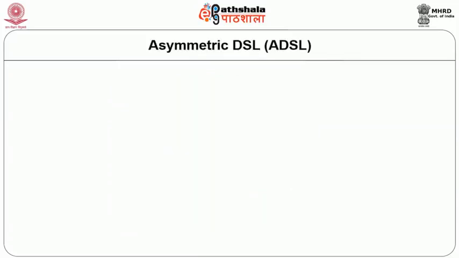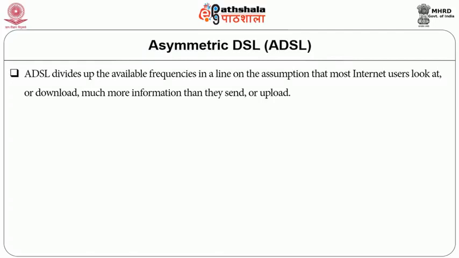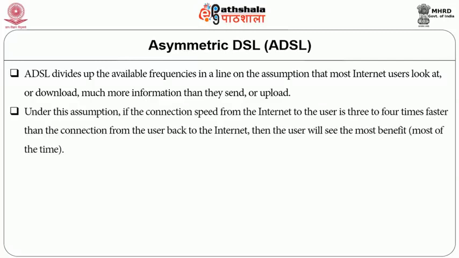Now asymmetrical DSL divides up the available frequencies. You have so many frequencies in the line, and it will divide them up on the assumption that most internet users look at or download much more information than they send onward. Under this assumption, if the connection speed from the internet to the user is 4 times faster than the connection from the user back to the internet, then the user will see the most benefit. So it is not symmetrical in both ways, it is asymmetrical. I mentioned that 1:4 ratio.